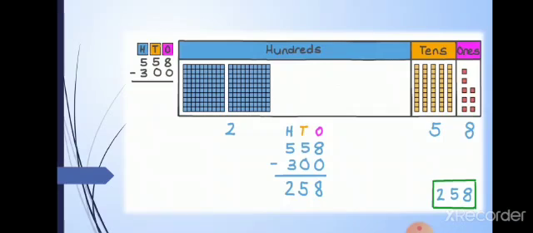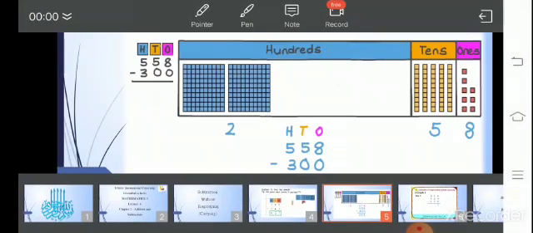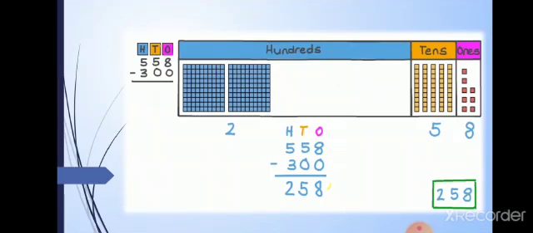Similarly, another example: we have to subtract 300 from 558. We write them according to their place values. Write the greater number at the upper place and the smaller number at the lower place. We have to cut down 0 from 8, so it means 8 remains the same.